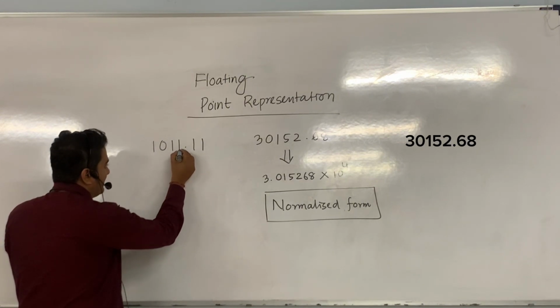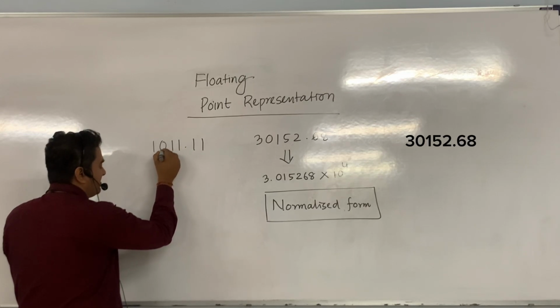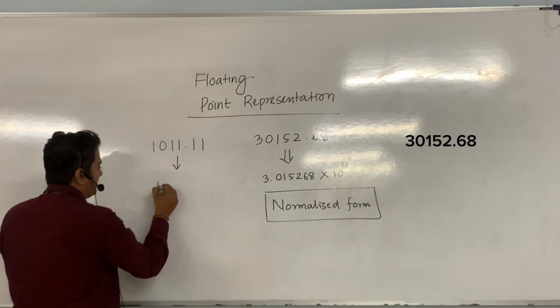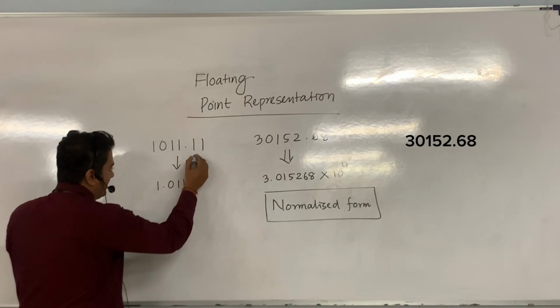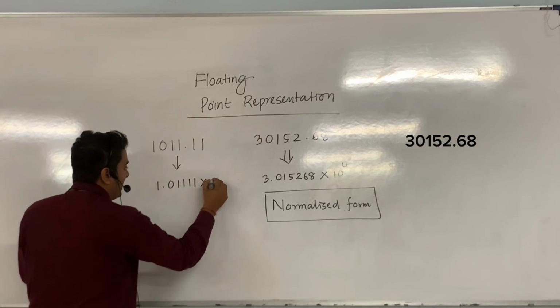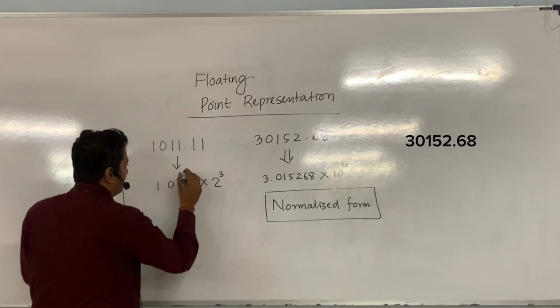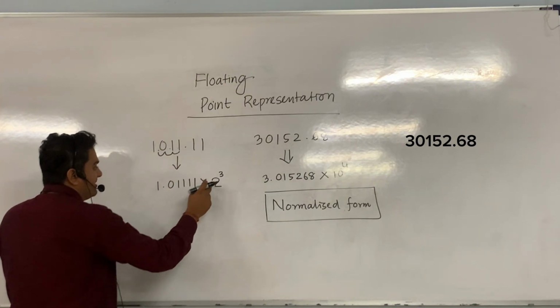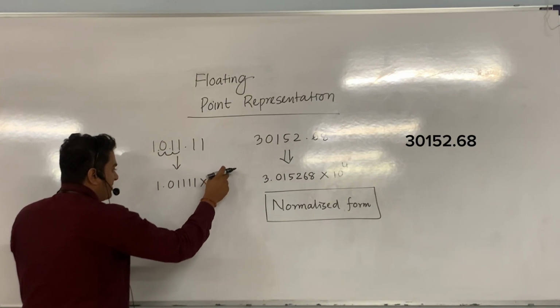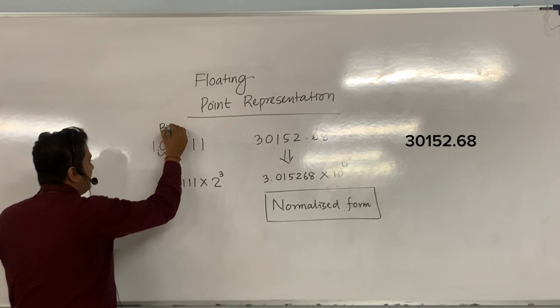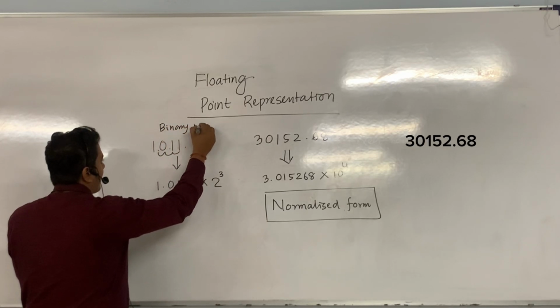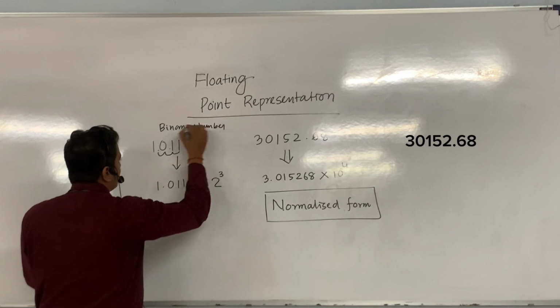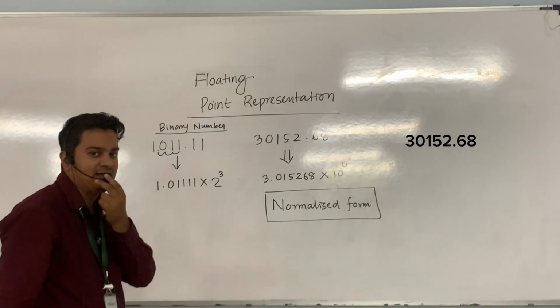So this decimal point can be shifted one position, second position and third position to get the normalized form. So 1.01111 multiplied by 2 to the power 3, because 3 positions have been shifted: 1, 2, then 3. I have to multiply by 2 to the power 3 because this is a binary number.